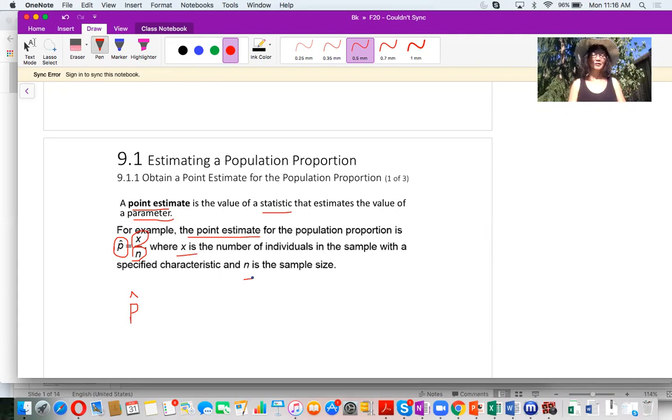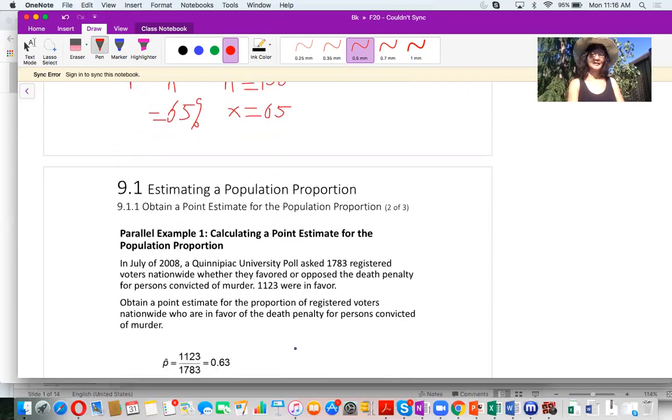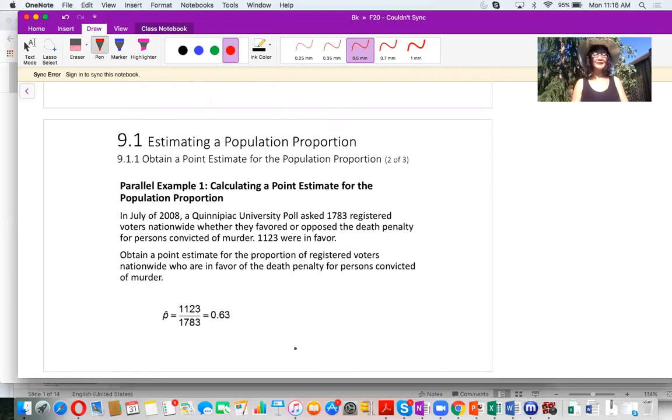For example, out of 100 students, I found that 65 students have a part-time job. In this example, N equals 100, X equals 65. And the percentage of students having a part-time job, P hat, equals X over N, 65 over 100, which is 65%. Okay.